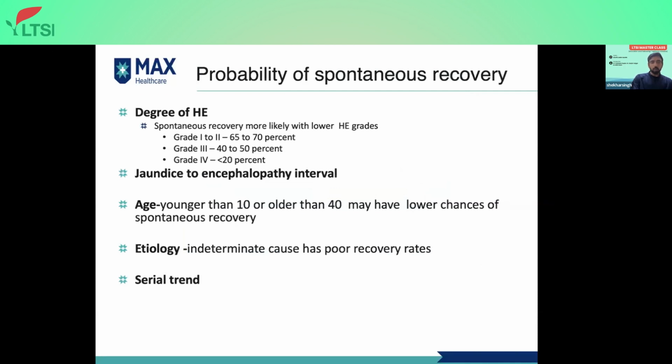Younger patients and patients older than 40 have less chance of spontaneous recovery. Etiology is also important; indeterminate cause has poor recovery rates. And the serial trend in clinical status and laboratory values, like decreasing ammonia and improving INRs, define the chance of recovery with these improving serial trends.